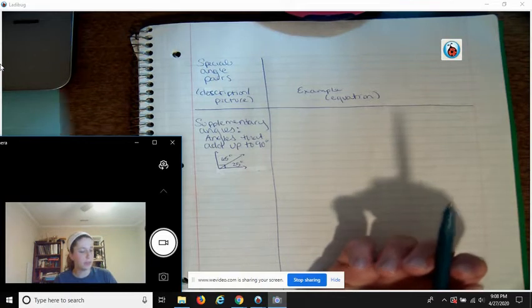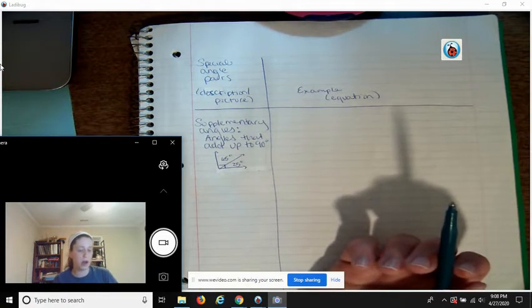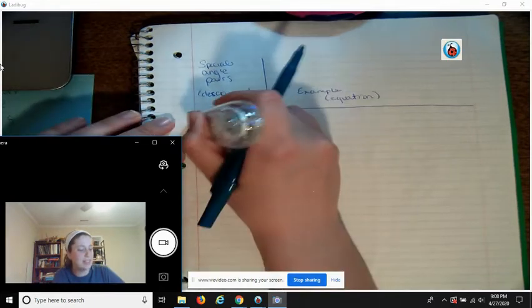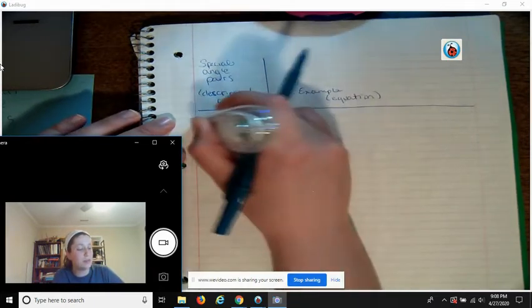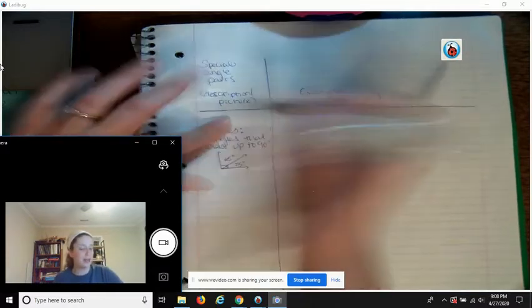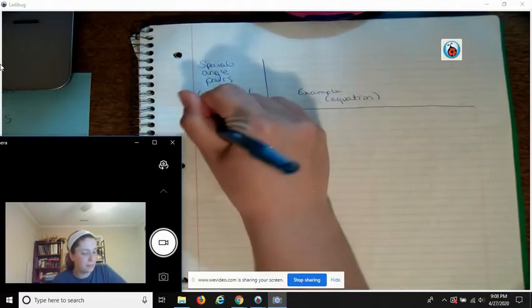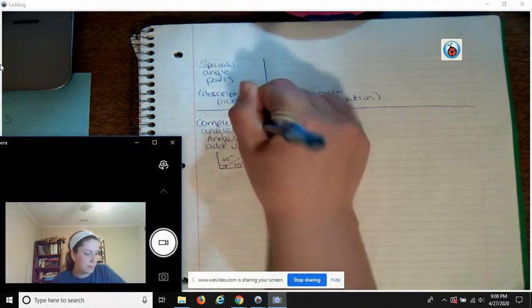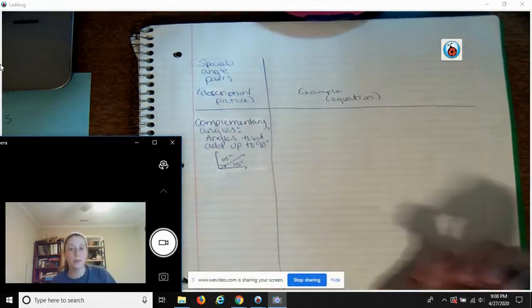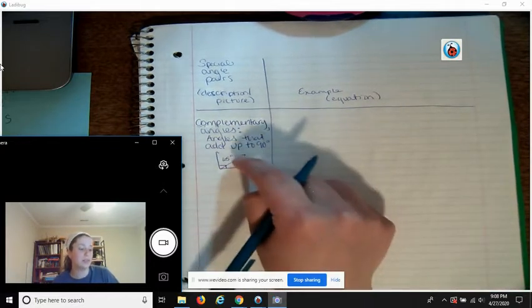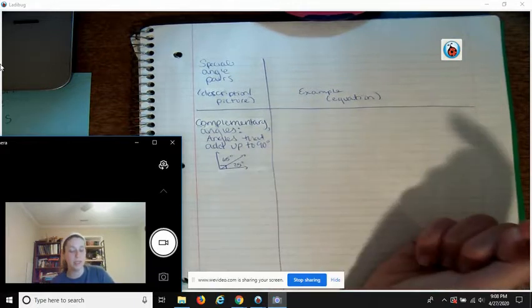Why did I start with, this is complementary. I'm sorry. These are complementary angles. Again, complementary angles are angles that add up to 90 degrees. For example, 65 and 25 add up to 90.